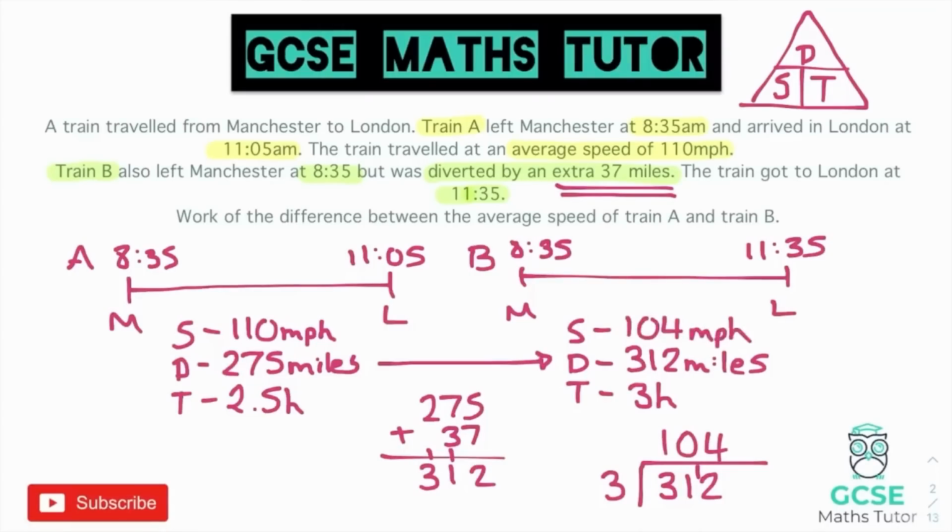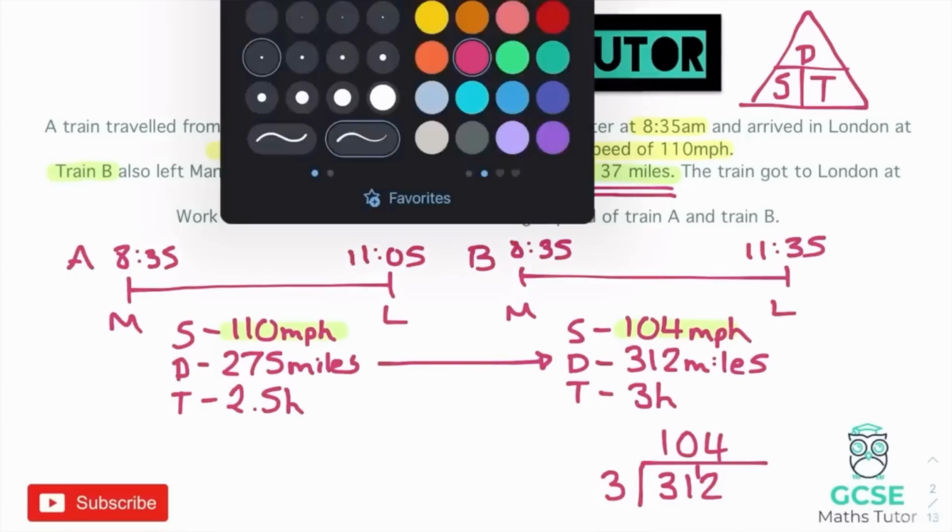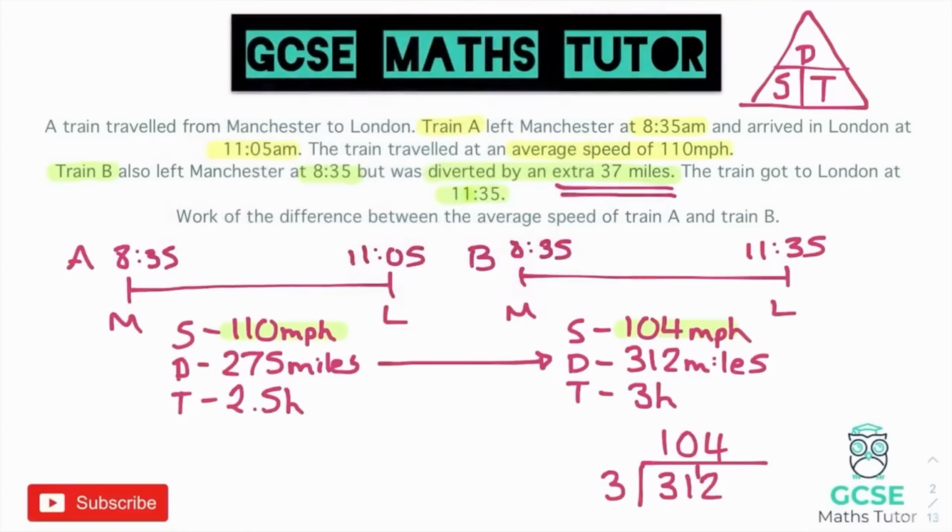So there we go, we have our two speeds. We had 110 from the question, 104 from what we've just worked out, and it wants us to work out the difference in the speeds. In order to get the difference, our last little bit of working out, and you can do this in your head, but obviously we'll show our working out for this, it would be 110, take away 104, and when we do that, you just get the answer 6, and that is 6 miles per hour.